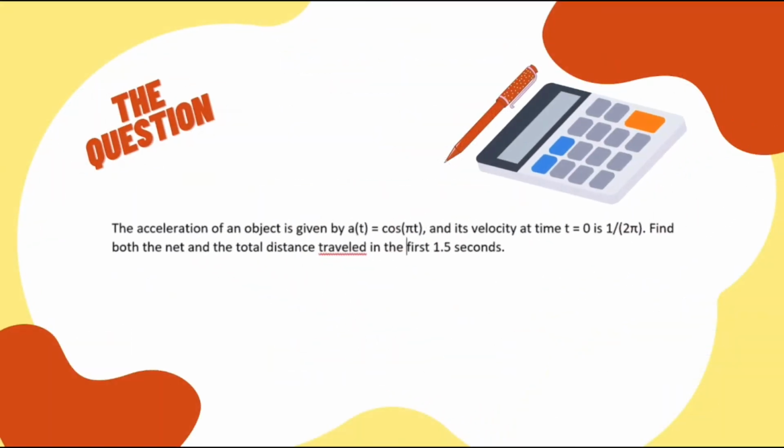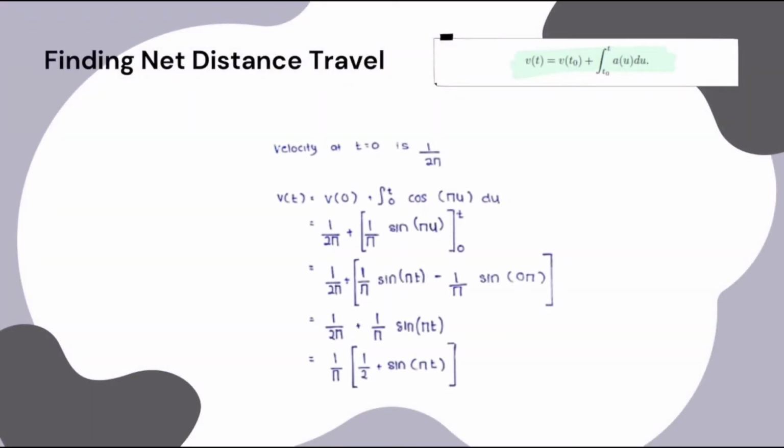The question is: the acceleration of an object is given by a(t) equals cos(pi t), and its velocity at time t equals 0 is 1 over (2 pi). Find both the net and the total distance traveled by the object in the first 1.5 seconds. Now, let's proceed to the calculation.